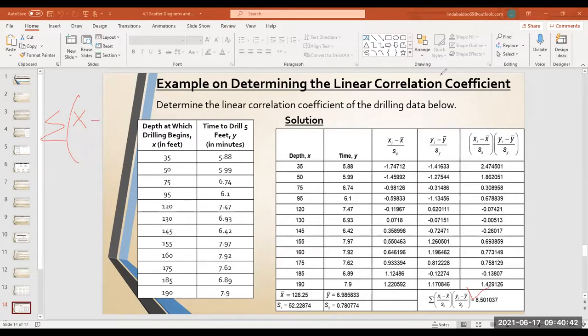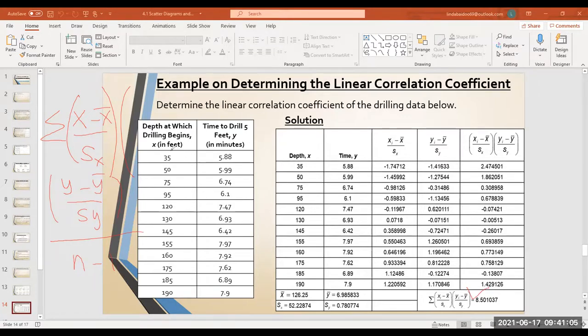So summation, then we have x minus x bar divided by the standard deviation of x, multiplied by, I don't have enough space, y minus the mean of y divided by the standard deviation of y, and everything divided by n minus 1. This is the formula we are using.